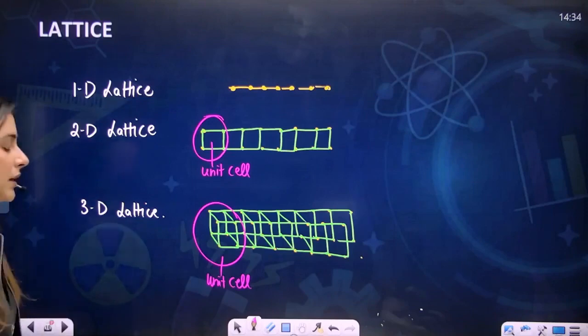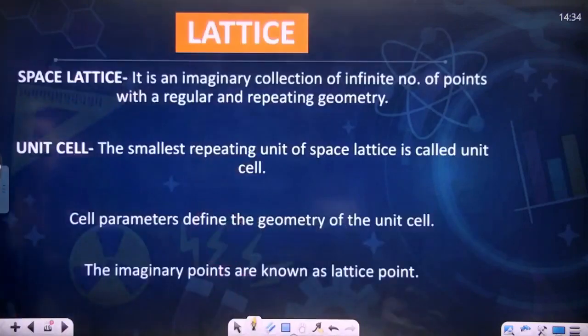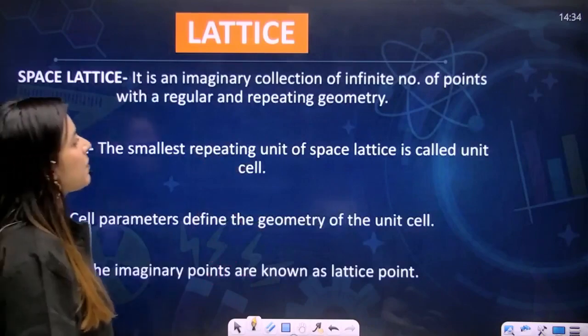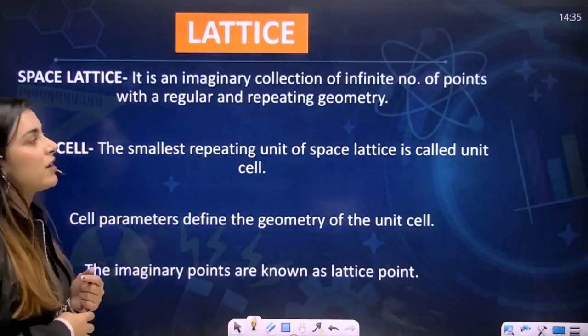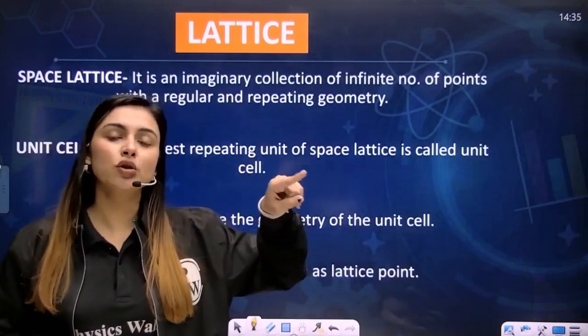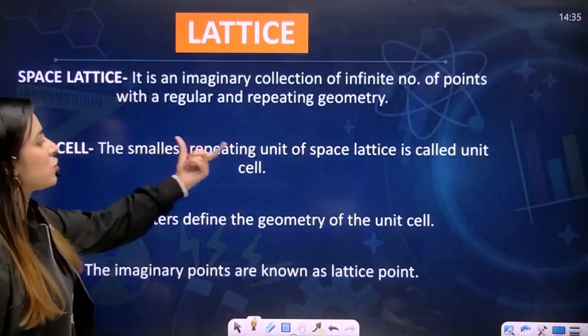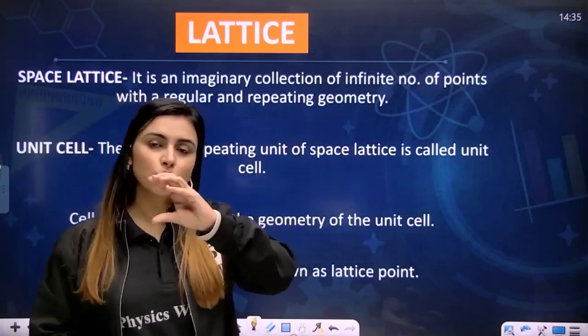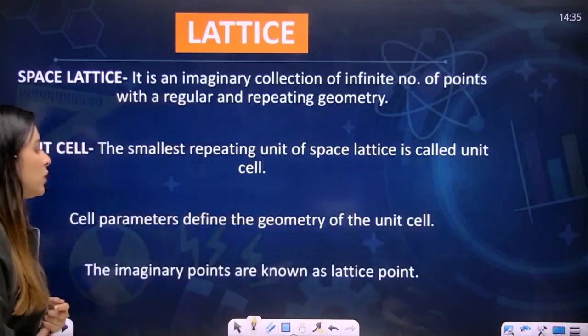Okay, perfect. Let's move forward. What is a space lattice? It is an imaginary collection of an infinite number of points with a regular and repeating geometry. The geometry should be regular and repeating. What is a unit cell? The smallest repeating unit of the space lattice, the smallest unit which will get repeated again and again and give you your lattice, will be known as your unit cell.